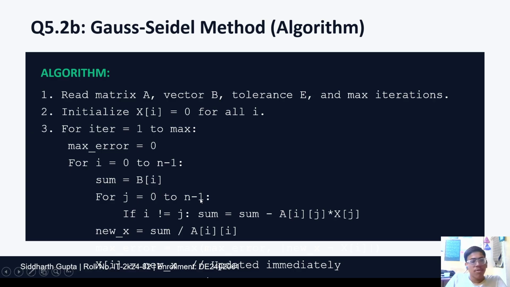Then another, we will start a for loop from j equal to 0 to n minus 1, and if i is not equal to j, we will subtract from the sum a of i j into x j, and the new x will be sum upon a of i comma i. So like this, then we will start a for loop and print the value of x of i. So this is the algorithm for finding the roots using the Gauss-Seidel iterative method.